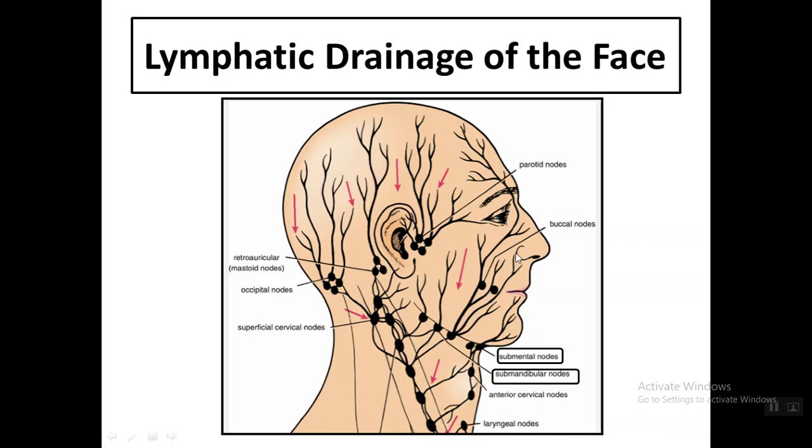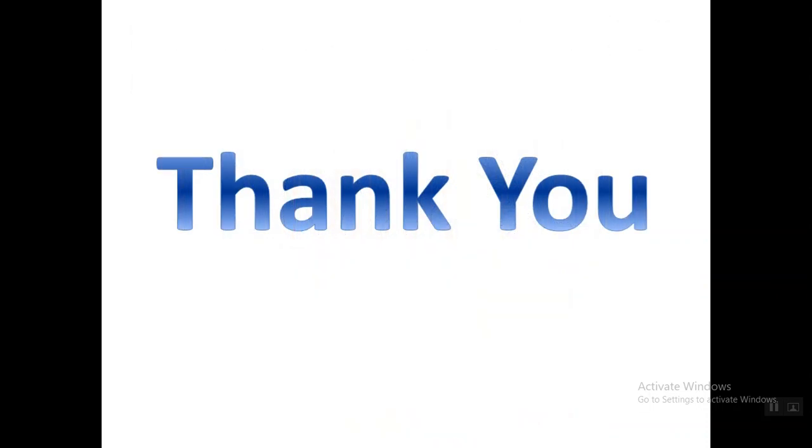Lymph from the anterior part of the face will pass to the buccal lymph node and then to the submandibular lymph node, and lastly the lateral part of the face will be drained to the parotid lymph node, which is situated in front of the auricle. Thank you.